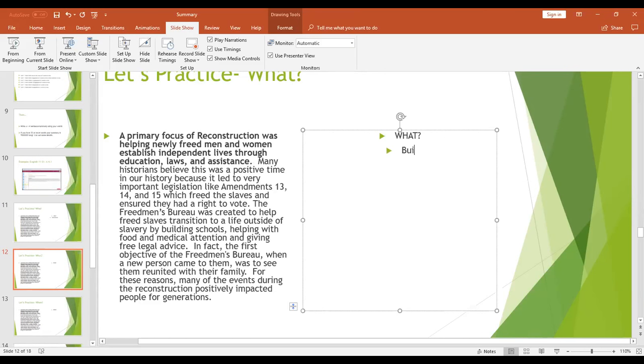Okay, so they're trying to build schools, says DJ. Okay, thank you, DJ. What else is going on here? What are some of the main points that are happening? Okay, Rachel said give help. I'm going to add in slaves to that one because that's really who it's about. Help the slaves adjusting. Okay, good.